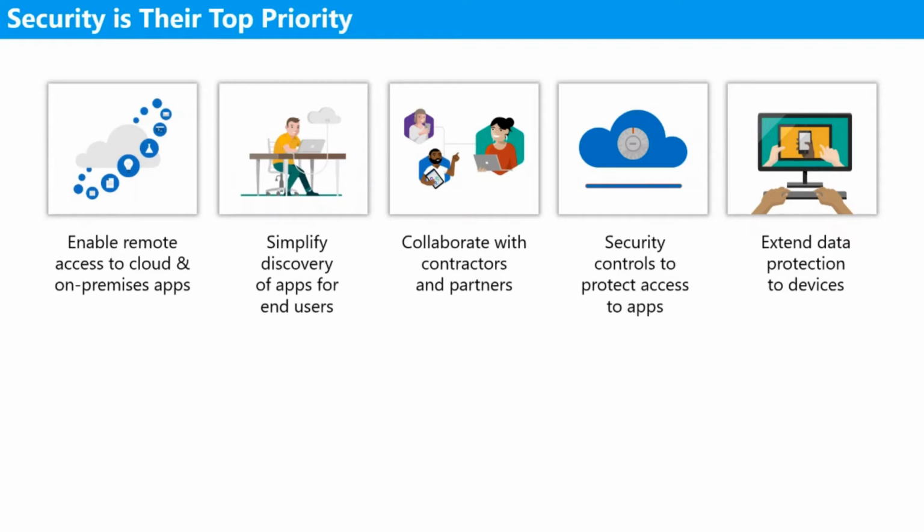We are seeing a lot of partners and contractors today accessing our corporate networks, and how do we actually do the governance and control? So security controls to protect those assets are very important. We also need to look into the governance, audit trails and meeting compliance.